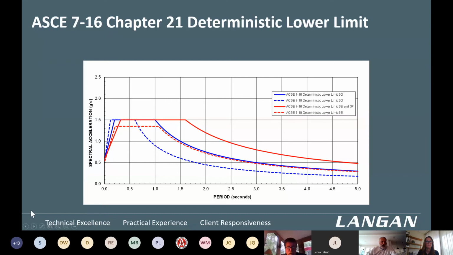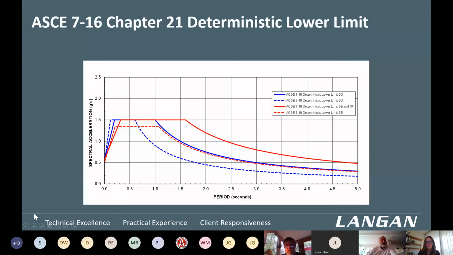And this gives you an impression of this deterministic lower limit that I was talking about, so that your deterministic values cannot be lower. Site class D is shown in the blue curves. The solid blue is ASCE 7-16, which is the current code, and compare that to the previous version 7-10, shown in the dashed blue. You can see there is a significant difference in terms of longer period spectral values, which means much higher levels of force to be designed for.